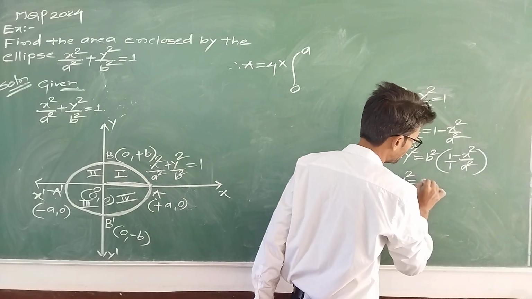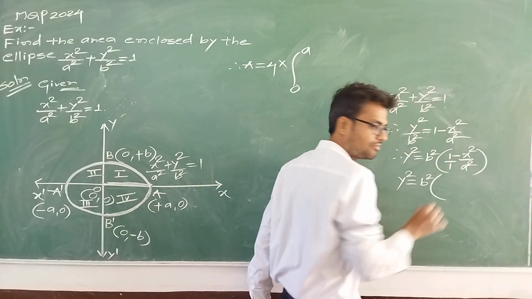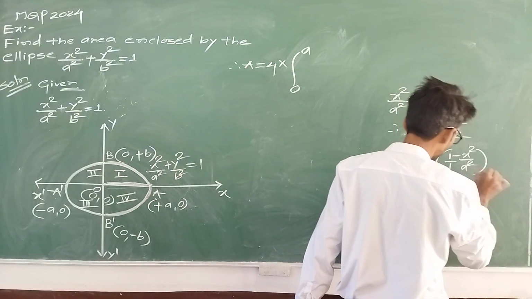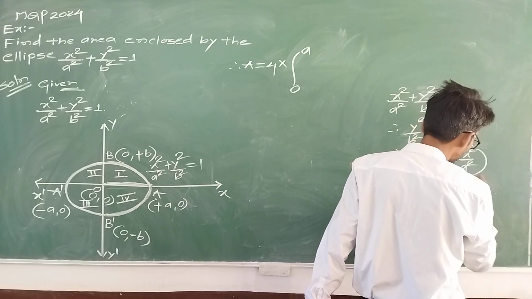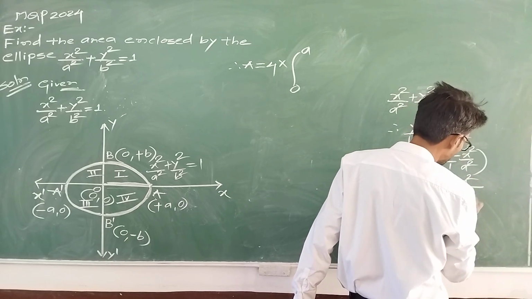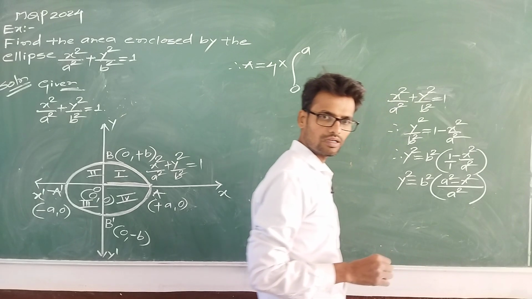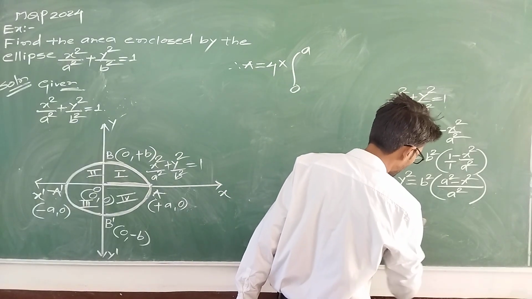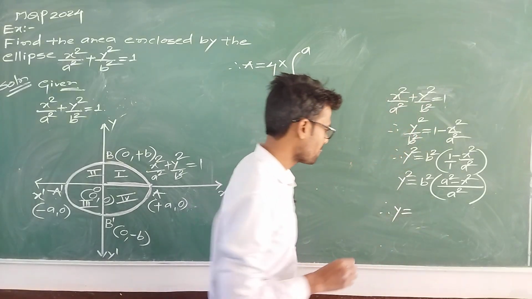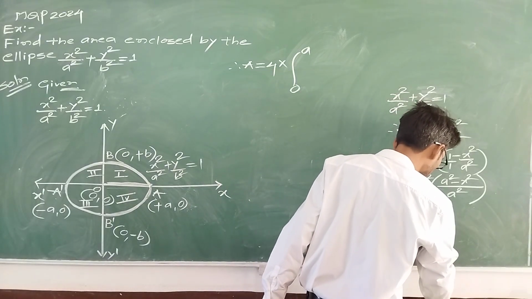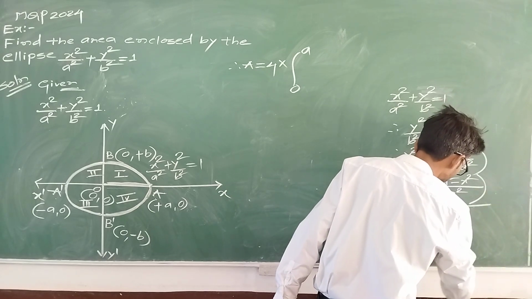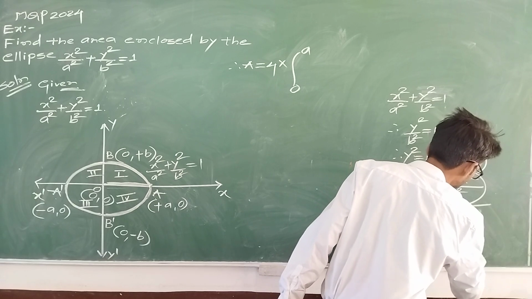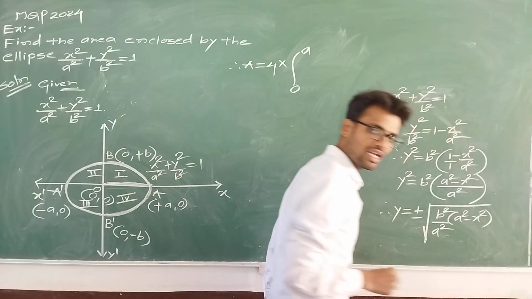So therefore y square equal to b square as it is, and you go for cross multiplication here, a square into 1, a square, 1 into minus x square, divide by 1 into a square you write, right? So therefore y is equal to plus or minus square root of b square by a square, next I will write inside bracket a square minus x square.